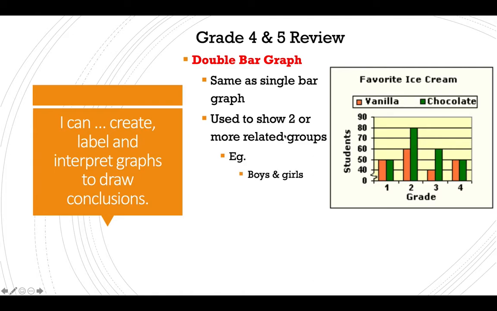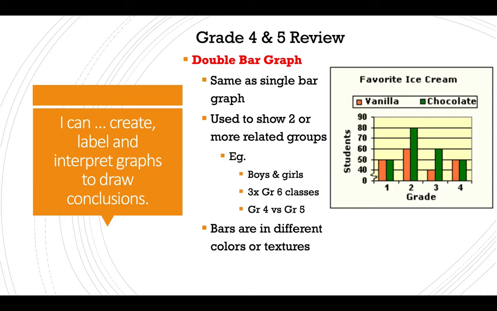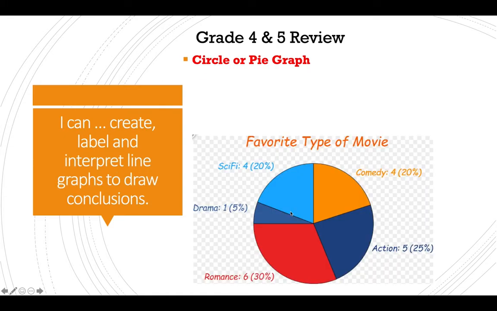So examples could be, in this case they showed chocolate versus vanilla, but it could be boys versus girls. That's a really common one. It could be all three grade 6 classes. It could be grade 4 versus grade 5. It could be the different house teams. If we had 4, what would that be? A quadruple bar graph. Yeah, okay, so there we go. So the same thing, the bars would need to be in different colors or textures.